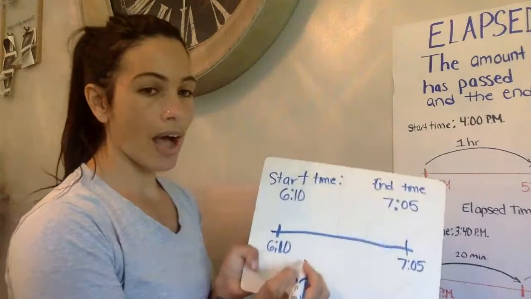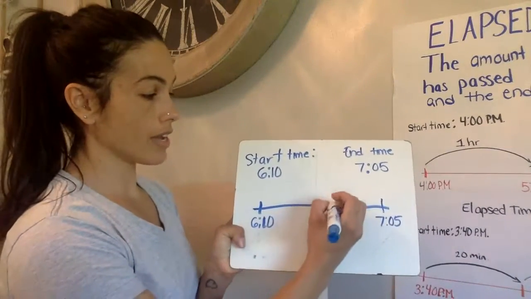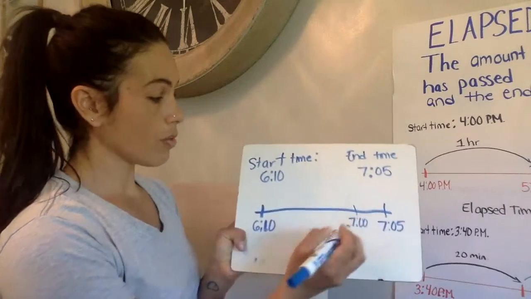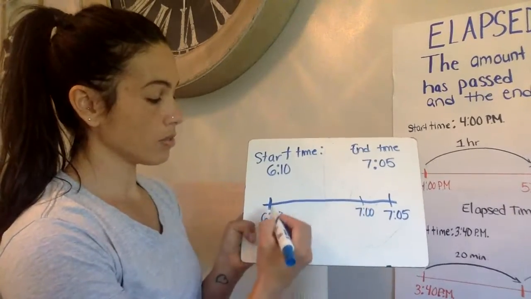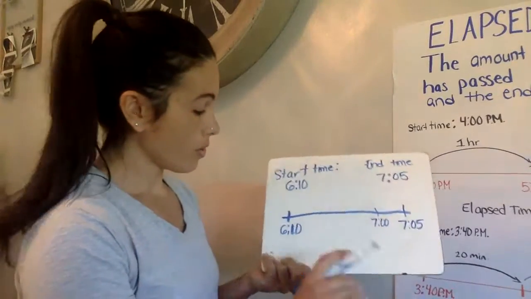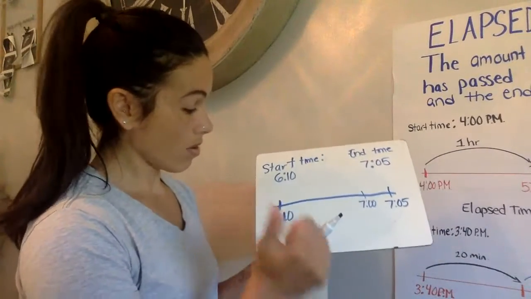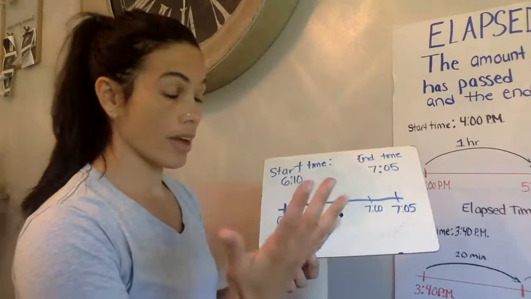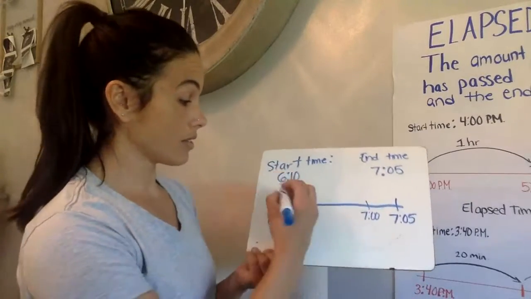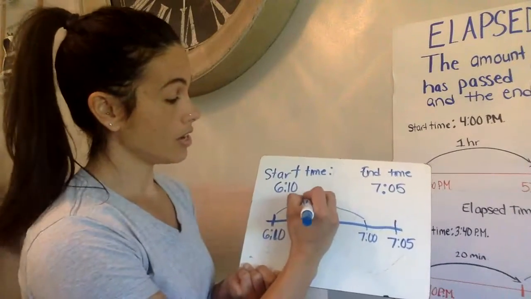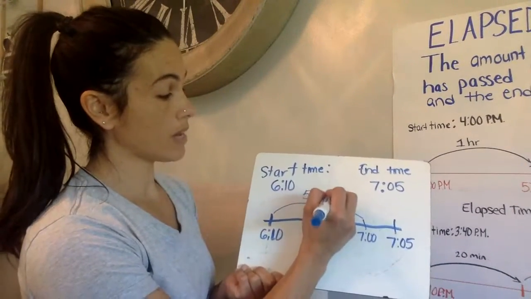So now what hour comes after 6 o'clock? It's 7 o'clock. So you want to figure out what is the time difference between 6:10 and 7 o'clock. So we could count up 20, 30, 40, 50, 60. We're at 60, so that's 50 minutes. You can use the clock, and you'll still see it's 50 minutes.